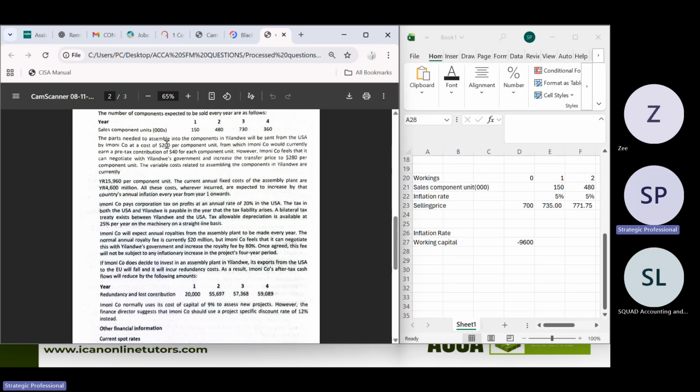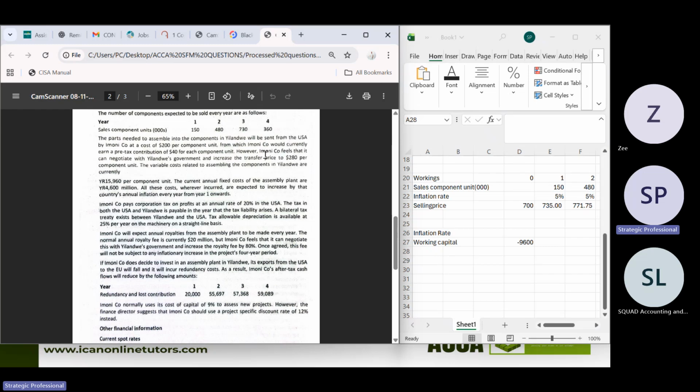Now, that part, they are saying here that the part needed to assemble into the components will be sent from the US at a cost of 200, from which the company would currently earn a pre-tax contribution, meaning that if it is sent from the USA, the selling price is 200, and the cost might have been like 160. It means that they would currently earn 40, meaning that if they sell it to the foreign subsidiary at 200, its original cost would have been 160, for it to earn a pre-tax contribution of 40 for each component unit.